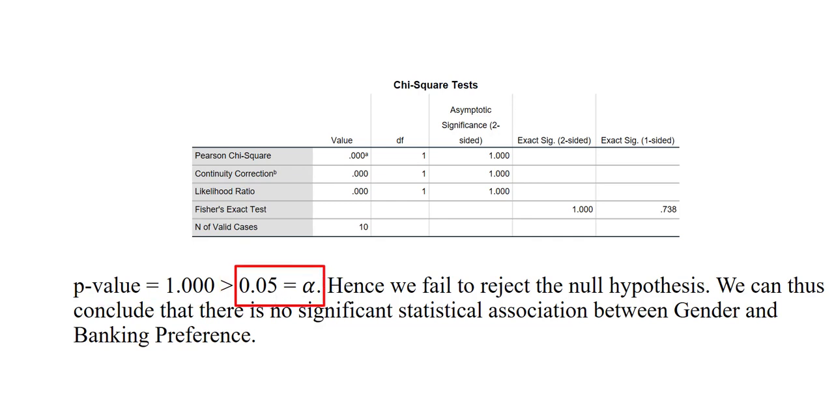Based on this, when we compare this to alpha, we'll notice that our p-value 1.00 is greater than 0.05, which is alpha. Hence, we fail to reject the null hypothesis. Based on our test, we can thus conclude that there is no significant statistical association between the customer gender and their banking preference.